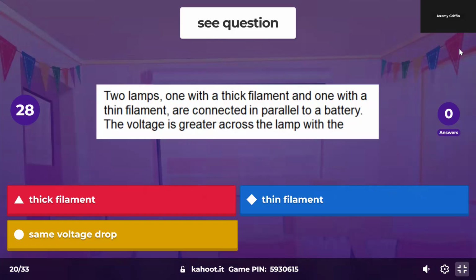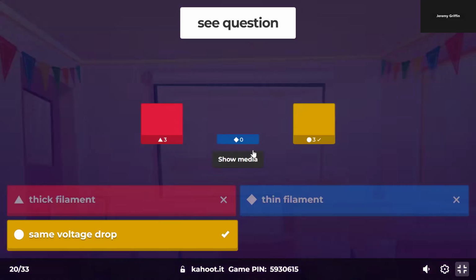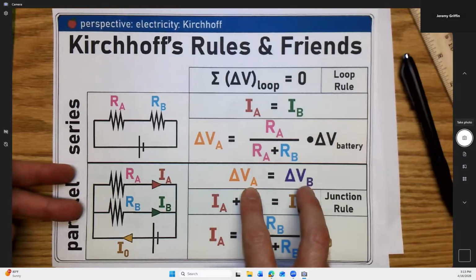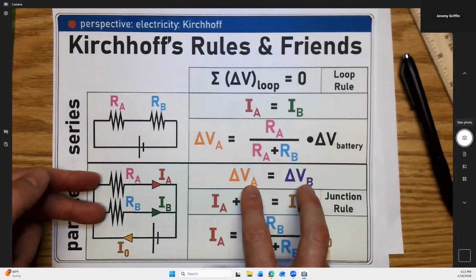Two lamps, thick filament, thin filament, connected in parallel. The voltage is greater across the lamp with the... same voltage, which is actually a question you guys also saw earlier today. It's this one right here. Anytime you have resistors in parallel, it's always the same voltage drop, even if they're different resistors.